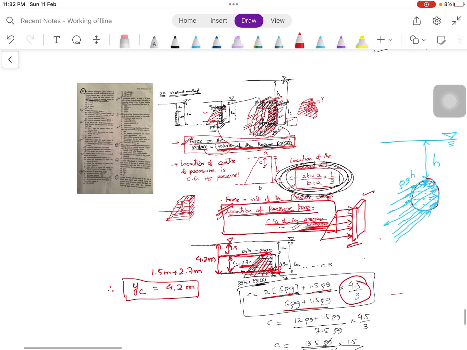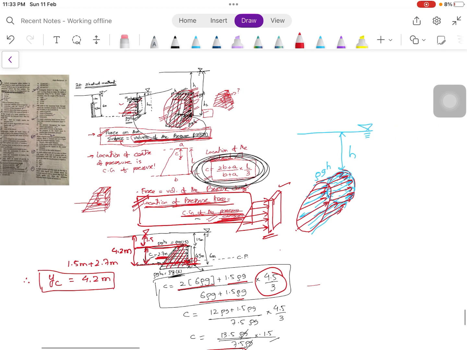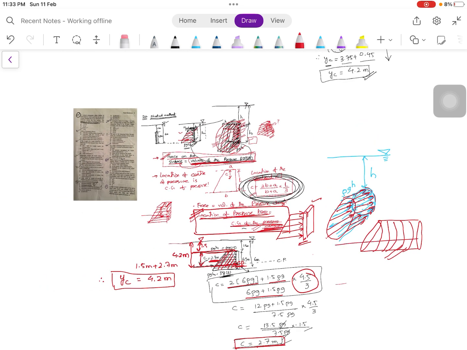Let us visualize the pressure diagram, which would look something like this. You can have a small idea of how complicated this pressure diagram would be. It could look something like this, and all along, the boundaries are circles. So it's a little complicated to find out the volume of this type of pressure diagram and then the consequent CG of this volume.